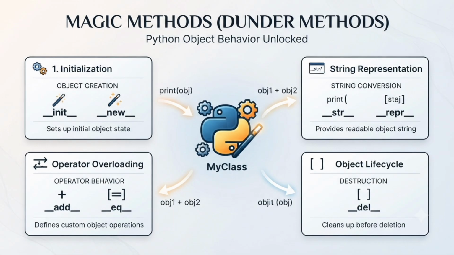32. Magic methods, dunder methods. These are special methods in Python that have double underscores at the beginning and end of their names. They give custom powers to our classes. For example, we use them to define what appears on the screen when we print an object, or what happens when we add two objects together.